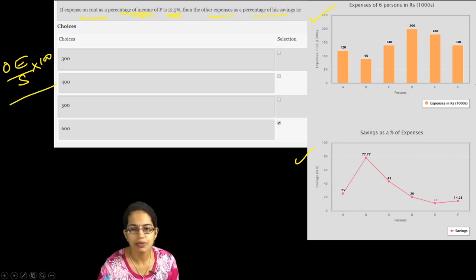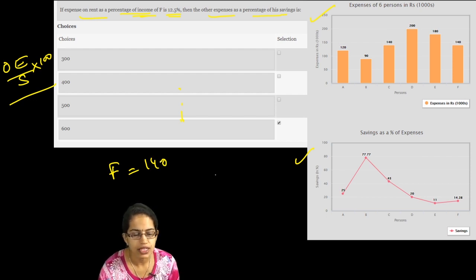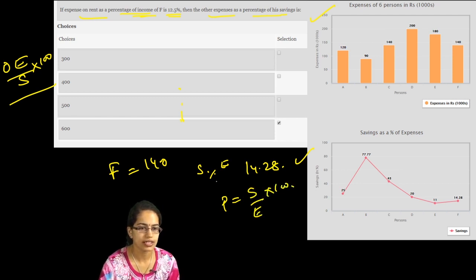Now I have the expense of F, which is 140, and saving as a percentage of expense is 14.28. Now how do I calculate? P is equal to savings by expenditure into 100. So that is this percentage: percentage of savings by expenditure into 100.